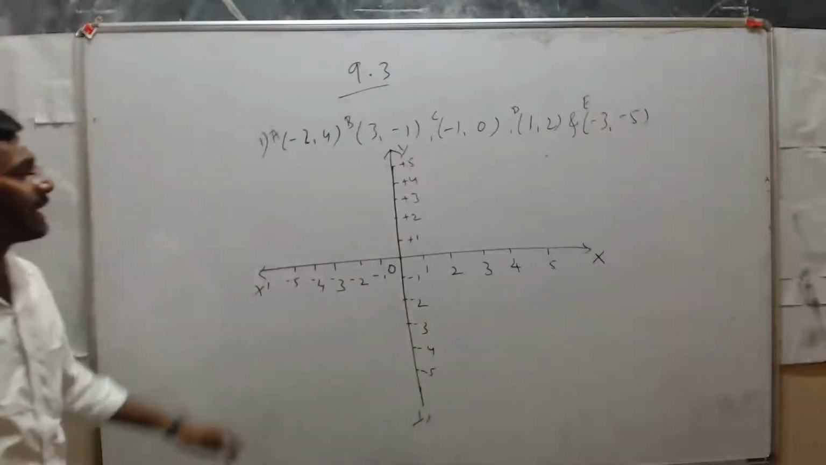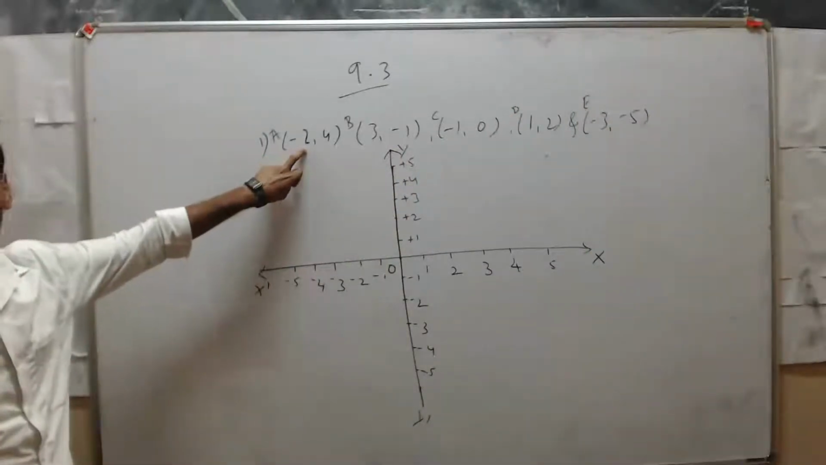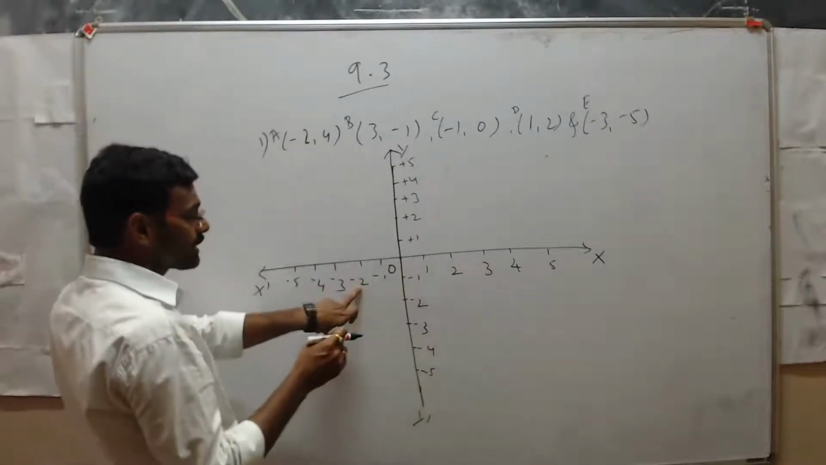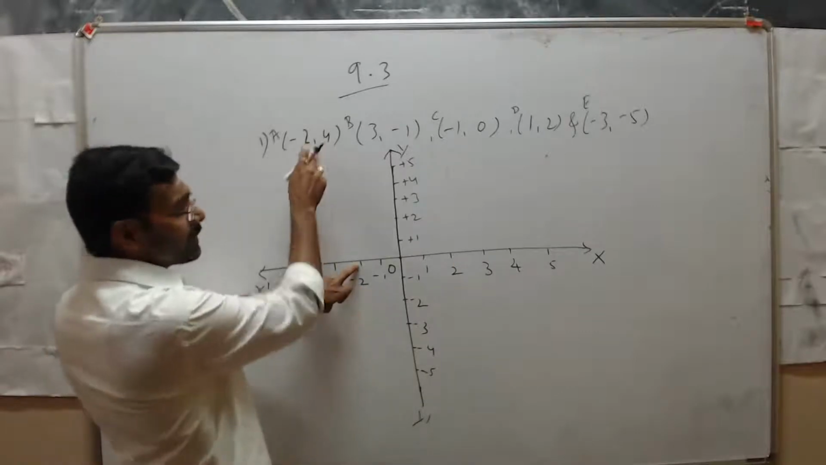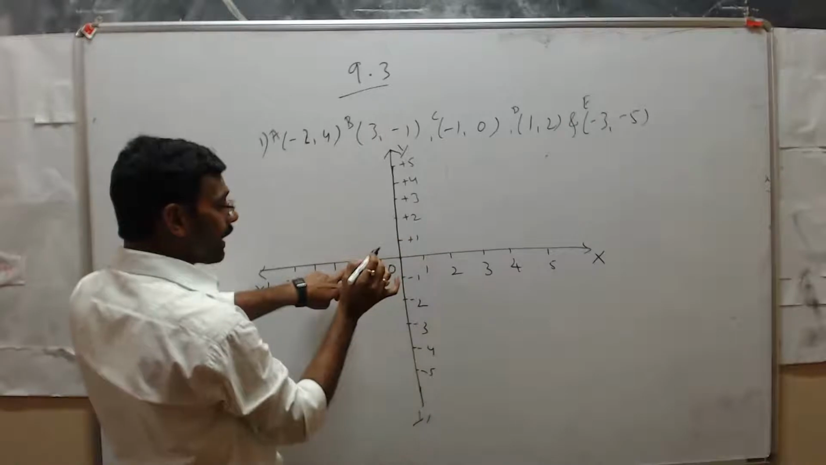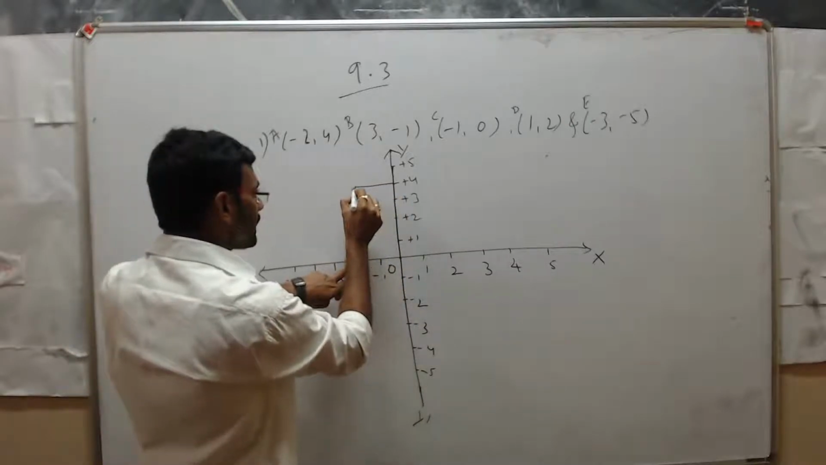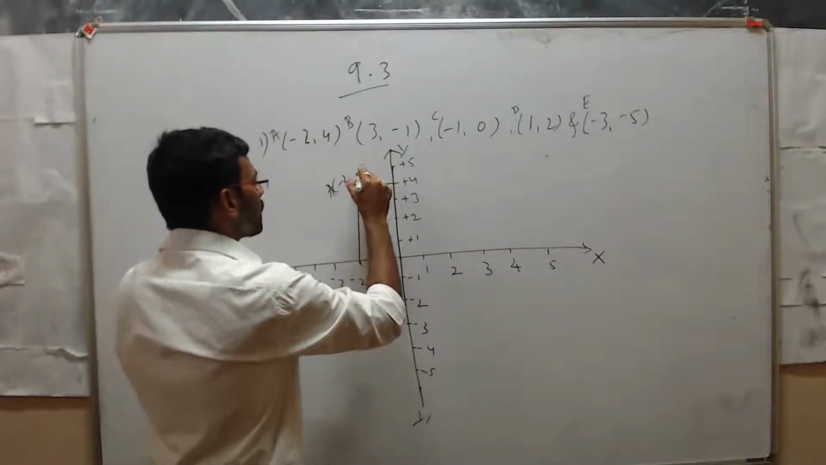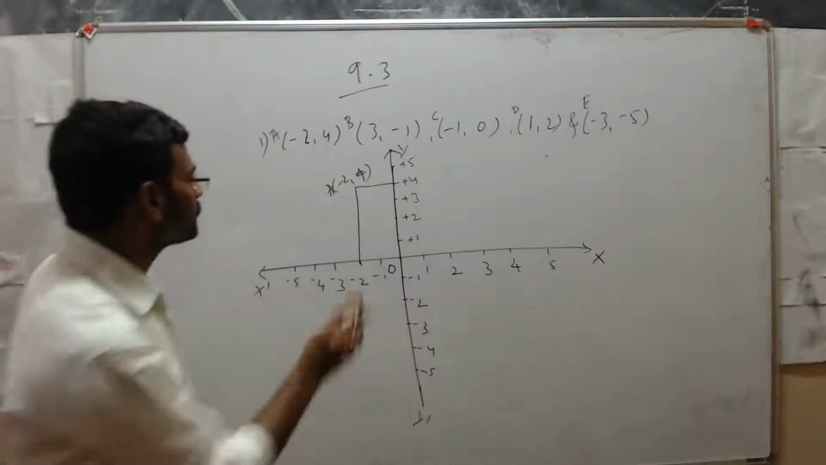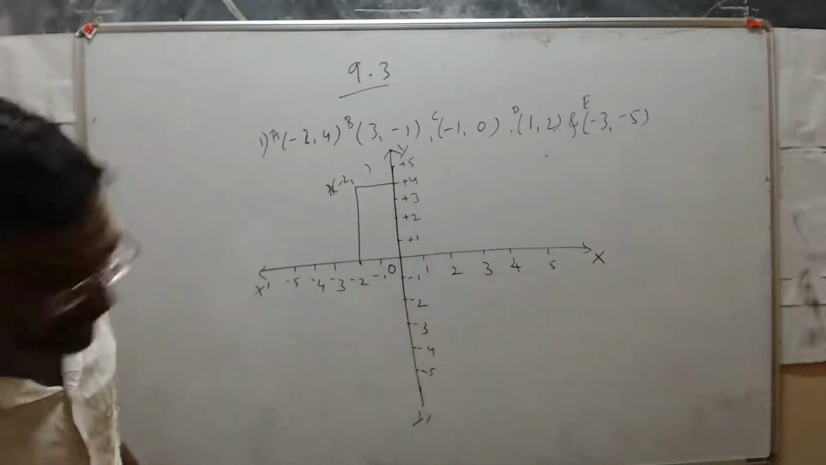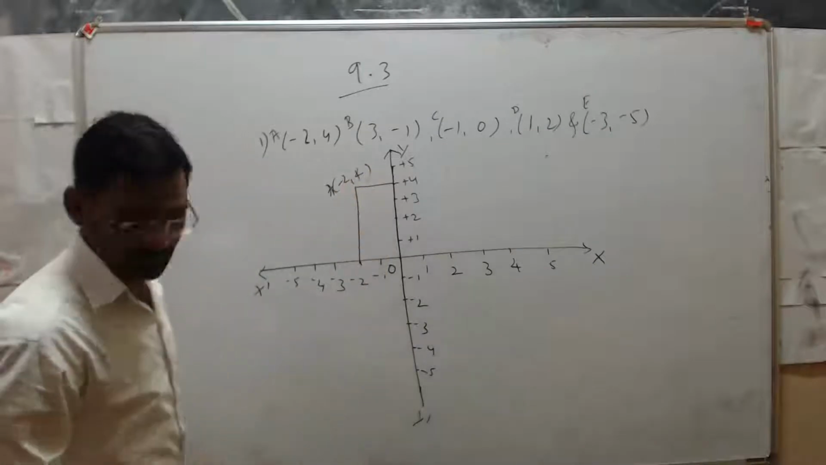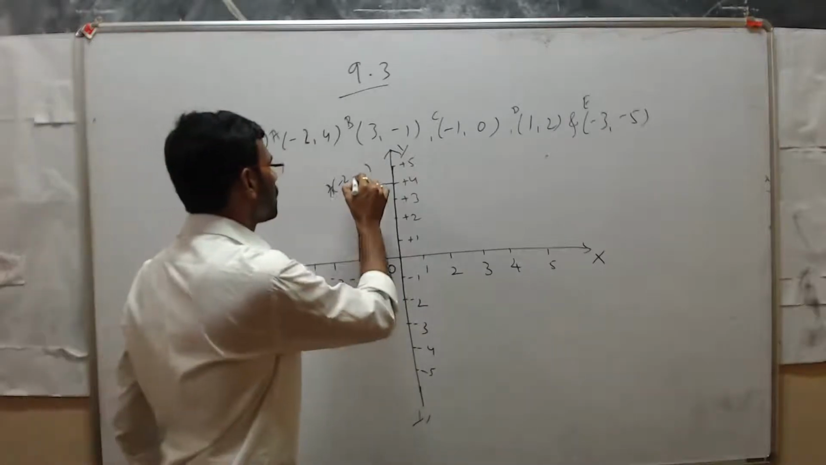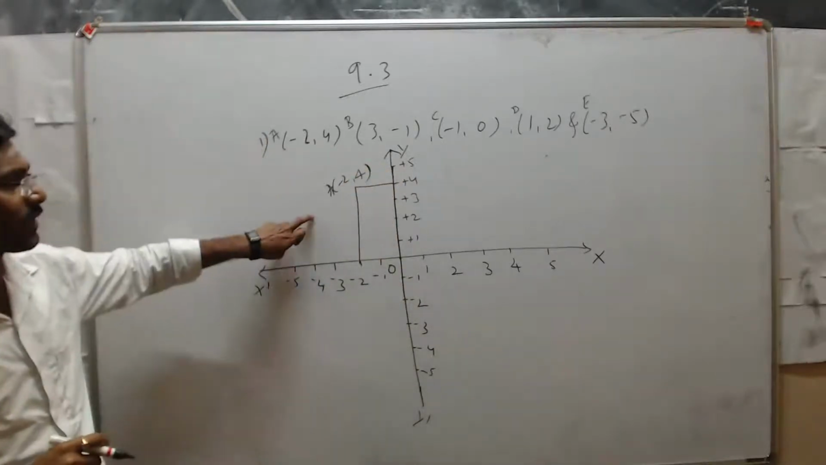First one, A. What is the x value here? -2. The x value is -2, it is minus, so it is here. Y value is plus 4, which is on the y axis, not y dash. We should represent it like this: minus 2, plus 4, it is A. Which quadrant? Second quadrant.